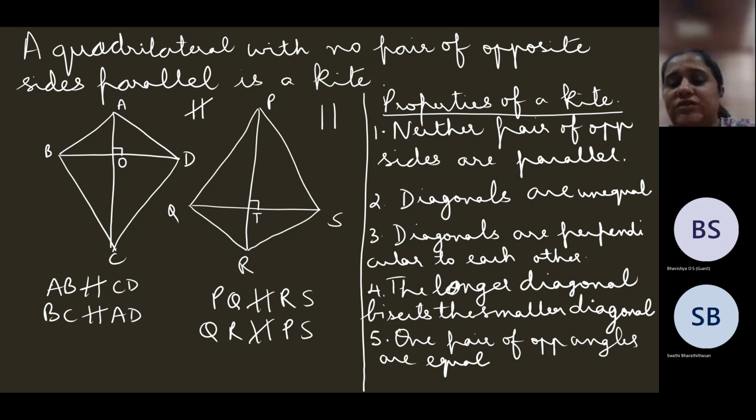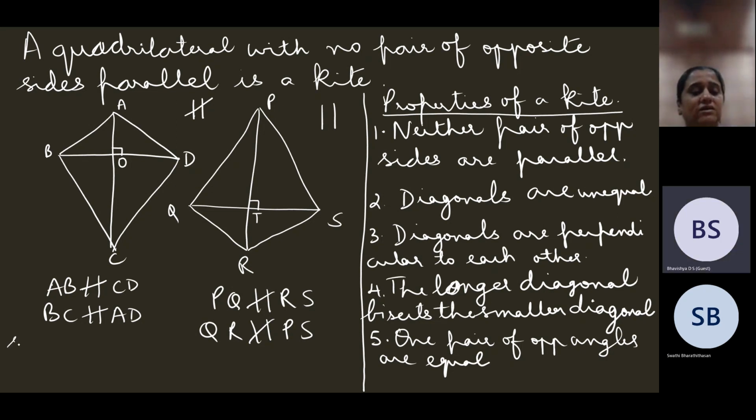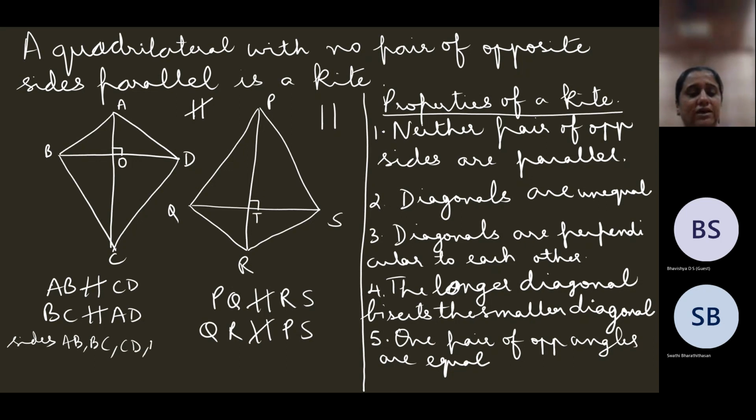Swati, name the four sides of the kite. Ma'am, AD, DC, CB, and BA. Why are you not telling in order? AB, BC, CD and AD. So the sides are AB, BC, CD, AD.